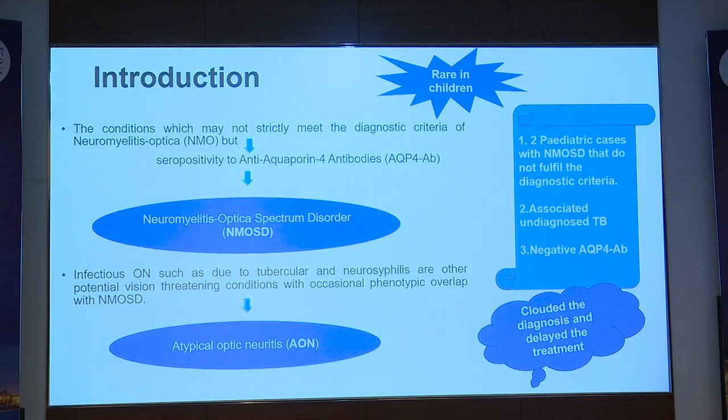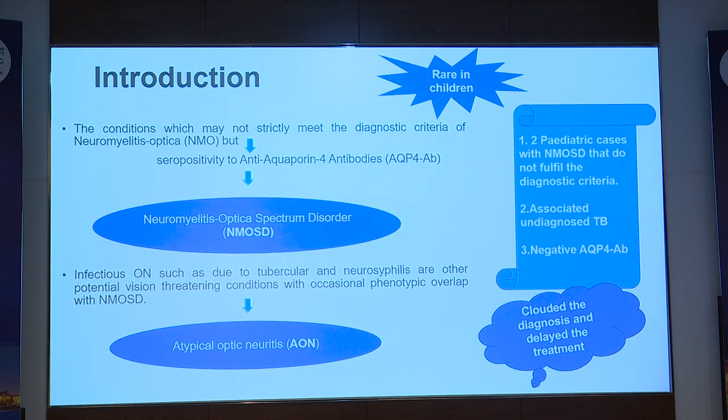So here I'll be reporting two pediatric cases with neuromyelitis optica spectrum disorder that did not fulfill the diagnostic criteria for NMO. They were negative for aquaporin 4 antibodies, and the associated undiagnosed tuberculosis at the time of presentation of those two cases clouded the diagnosis and delayed the treatment.